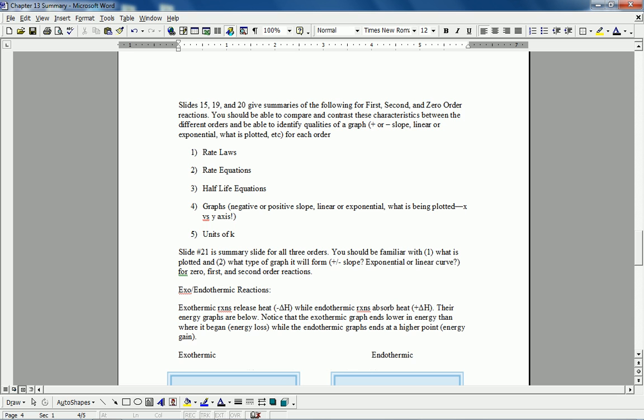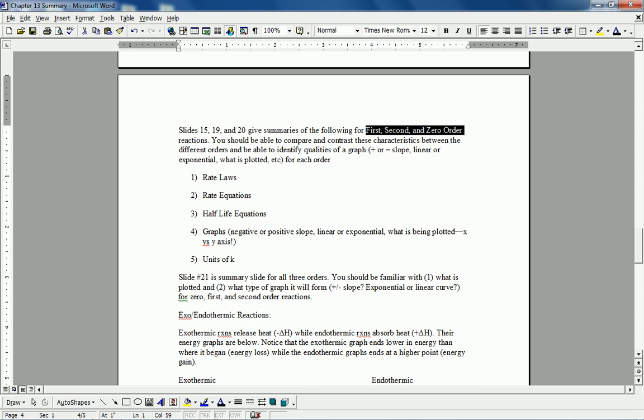Next thing to discuss is the characteristics of first, second, and zero order reactions. This is where you need to take an active approach. Slides 15, 19, and 20 go over these, and they're pretty much the same format. They each tell you what the rate law would be for a first, zero, or second order reaction. We start off with first order. They'll tell you the rate law, write the rate equations, and tell you what the half-life equations are. They will show you some graphs, and it's very important what you get out of the graphs. They'll also tell you what K represents, which is your slope, and what the units for K are.